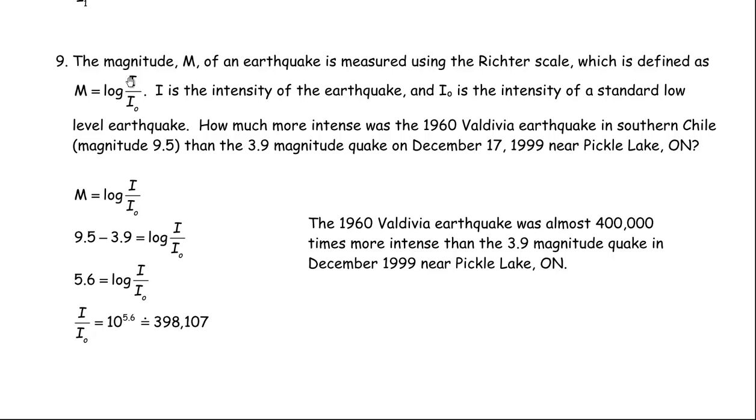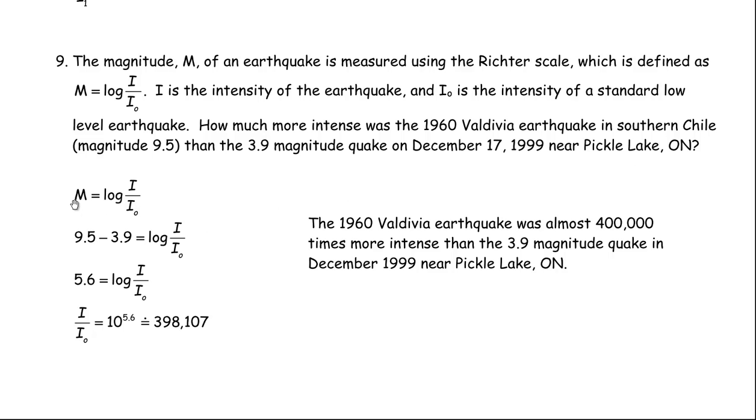So we can also think of this as I2 and I1, because in this case we're looking for how much more intense one earthquake is than another. So the question is, how much more intense was the 1960 Valdivia earthquake in southern Chile? It had a magnitude of 9.5 on the Richter scale. Then the 3.9 magnitude quake on December 17, 1999 near Pickle Lake, Ontario, which is not too far north, a few hundred kilometers from where I live. And so here's my formula.